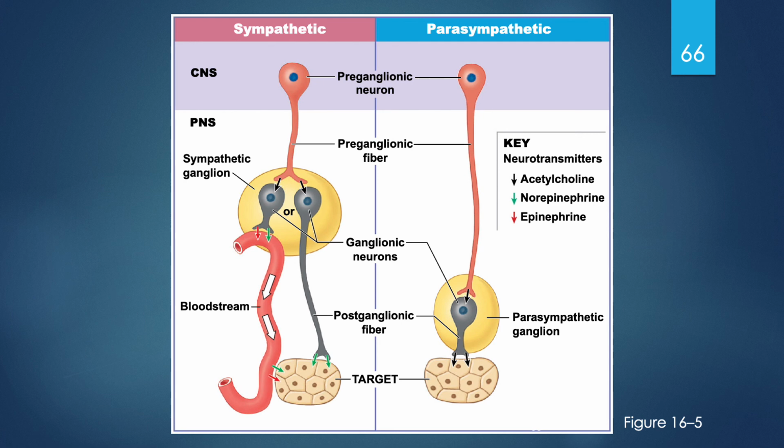Figure 16.5 shows you a comparison between the sympathetic and parasympathetic divisions of the autonomic nervous system. So in both cases, they both start in the central nervous system, although in different locations. So they start with the preganglionic neuron. Those will extend with preganglionic fibers down into the peripheral nervous system. And as you can see in the sympathetic division on the left side, the preganglionic neuron will synapse at the sympathetic ganglion, and that'll be one of two different places, remember. It will be either in the sympathetic chain or at the collateral ganglia.